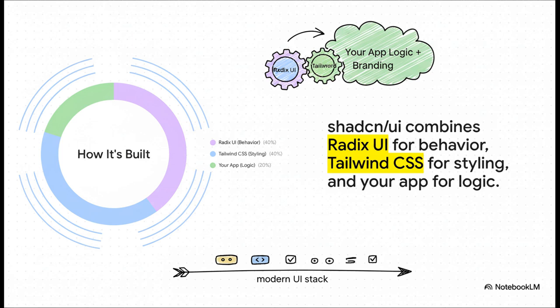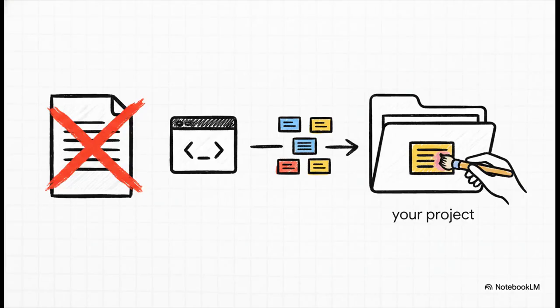Shadcn/UI very cleverly uses Radix UI for all the complex stuff, the accessibility, the behavior, and then it uses Tailwind CSS for all the styling. So what's your job? Well, you just have to add your own app logic and your branding right on top. It's a beautiful system. So let's just hammer this point home because it's so important.